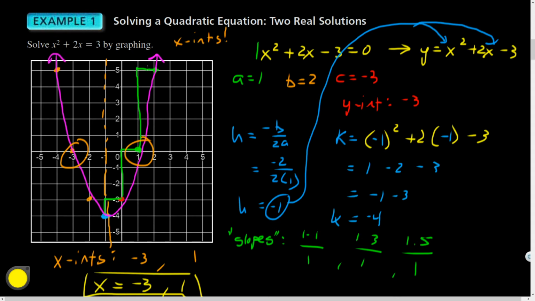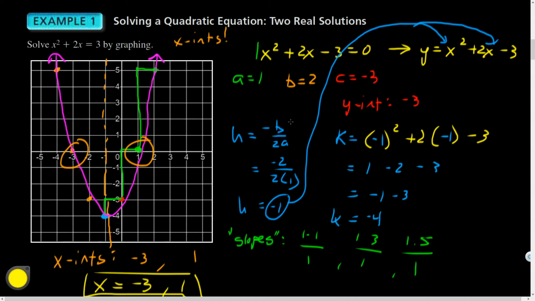Let me just do a quick mental check. -3 all squared is 9, plus 2 times -3. 2 times -3 is -6. 9 minus 6 is 3. It works out. And the same for 1. 1 squared is 1, plus 2 times 1 is 2. 1 plus 2 is 3. Boom. Both of those work out.